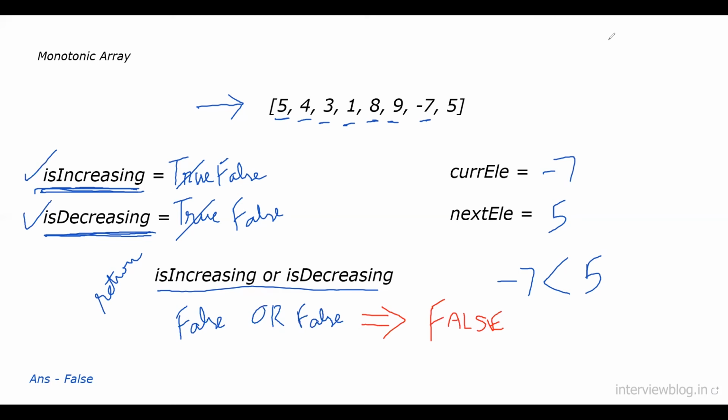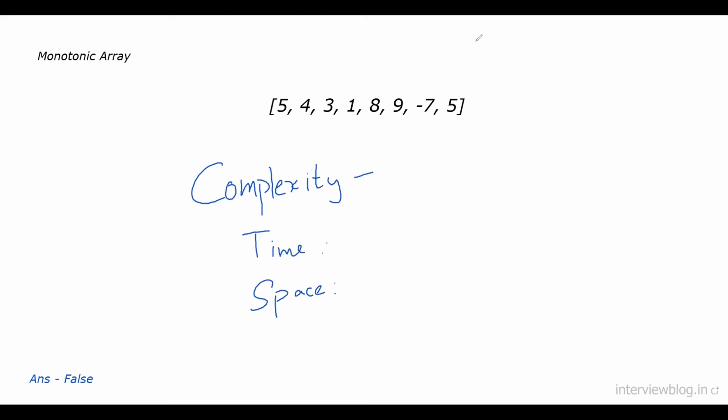Let us now analyze the complexity of our algorithm. So the time complexity of our solution tends to be big O of n, where n is the number of elements present in the given input array. So why is the time complexity big O of n? Because we are traversing the given input array entirely, and at last we are returning is increasing or is decreasing. Since we are visiting all the elements of the array at least once, our time complexity tends to be big O of n.